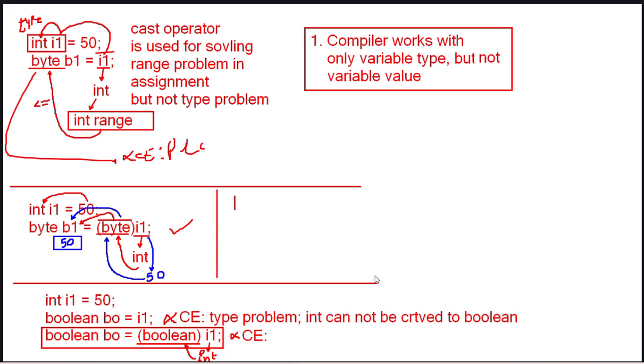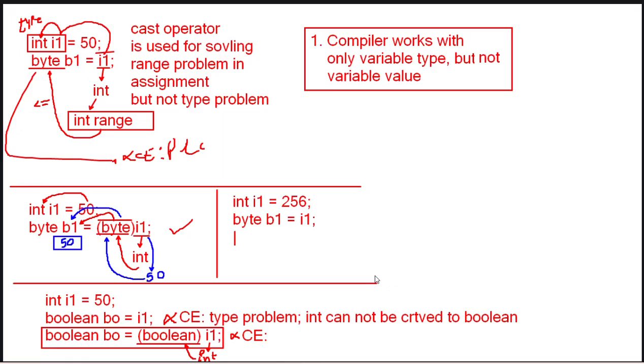Now there is a problem. Observe. Second case I am writing. Let's see how many people can answer. Int I1 equal to 256 I have written. What is the value? 256. Then I am writing byte B1 equal to I1. Everyone, think and answer. Here the statement compiles or does not compile?